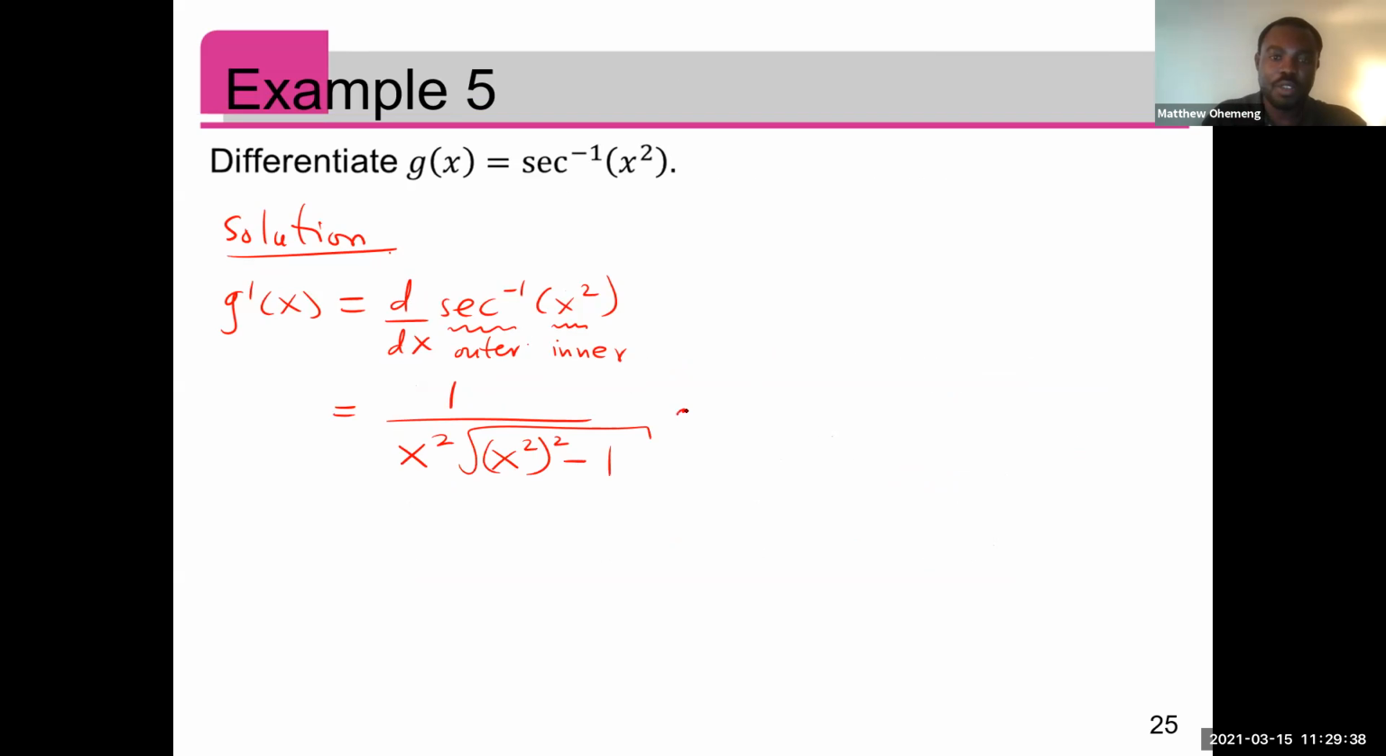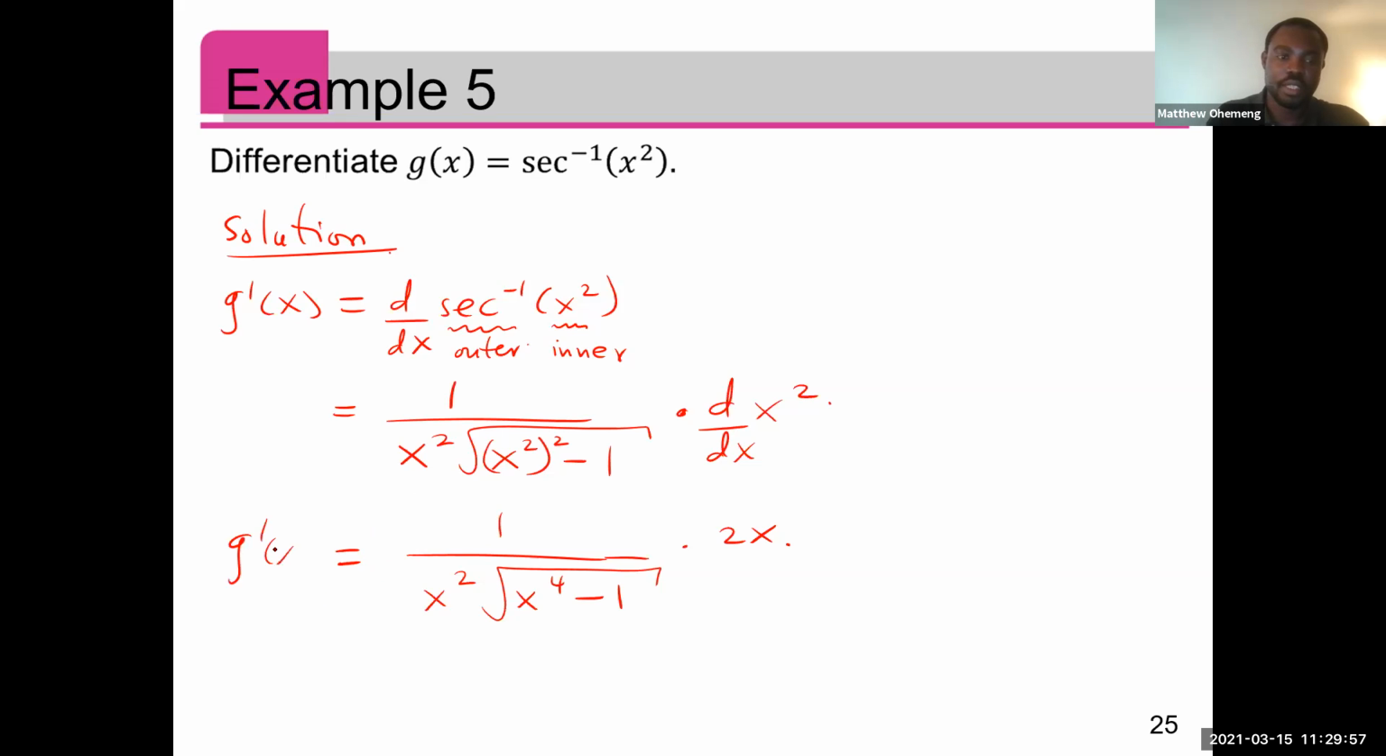Right? But please don't forget to multiply by the derivative of the inner function. That's the derivative of x squared. So wrapping everything up, you have 1 over x squared and then square root of x to the power 4 minus 1. And then times what? The derivative of x squared is just 2x. Right? So that's it. Yeah, you can leave your answer here and then you are right.